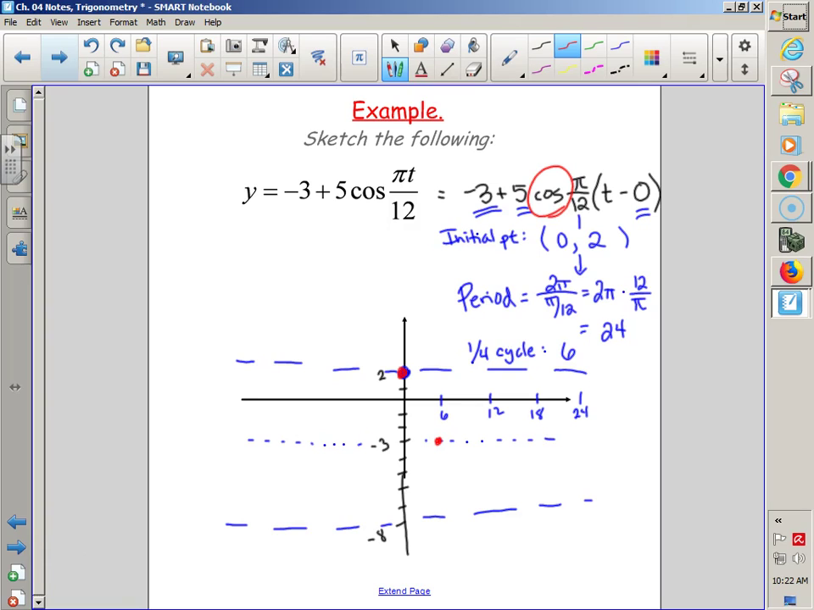Yeah, Jordan. So how did you, I thought like from the 2 you would go like down 5 and up 5. Yeah. So I go down 5, and then I'm going to go down another 5. Wait, why is it like that? Why is it not like 5? Like why'd you go down 5? Oh, cosine's the top already. So negative 3 is the middle?